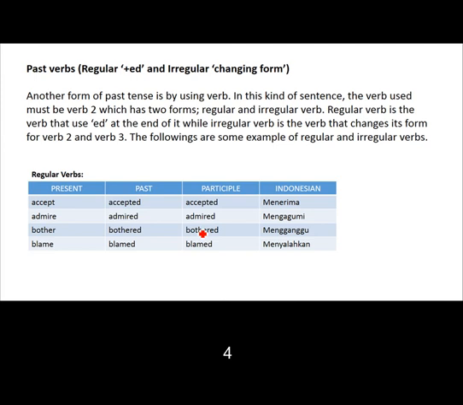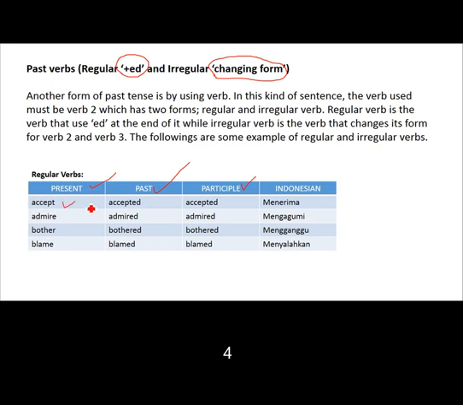The next one, we are going to discuss another form of the past, that is by using verbs. Past verb. We have two kinds in here, regular and irregular. If it is regular, it's very easy. We just add ed at the end of the verb. But for the irregular, the verb is changing. It has a present form, a past form, and a participle form. Now let's see, for example, the regular verbs.